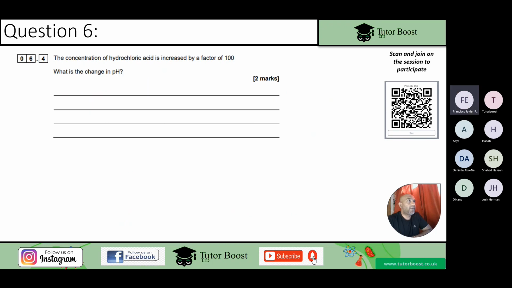Next question. The concentration of hydrochloric acid is increased by a factor of 100. What is the change in pH? So if you increase the concentration of the acid by a factor of 100, what would be the change in pH? I'll give you 30 seconds. It's 2 marks. And remember, for those 2 marks, you need to say what happens to the overall pH and by how much. That's where you're going to get the 2 marks. So the pH decreases by 2. Each of these points is 1 mark.